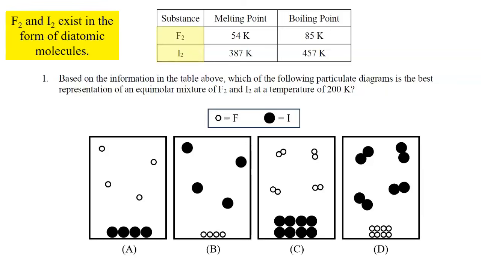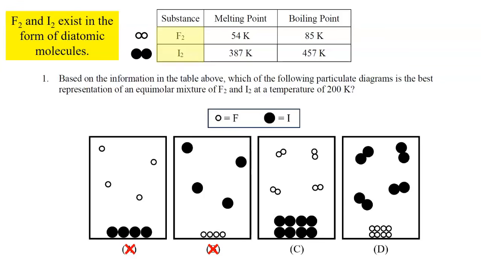So these are diatomic elements, and so fluorine and iodine exist in the form of diatomic molecules, so we can eliminate choices A and B, because if you look at the particles in the top portion of those particulate diagrams in choices A and B, those particles are represented as individual atoms instead of diatomic molecules. So we know the correct answer that features diatomic molecules would be either C or D.